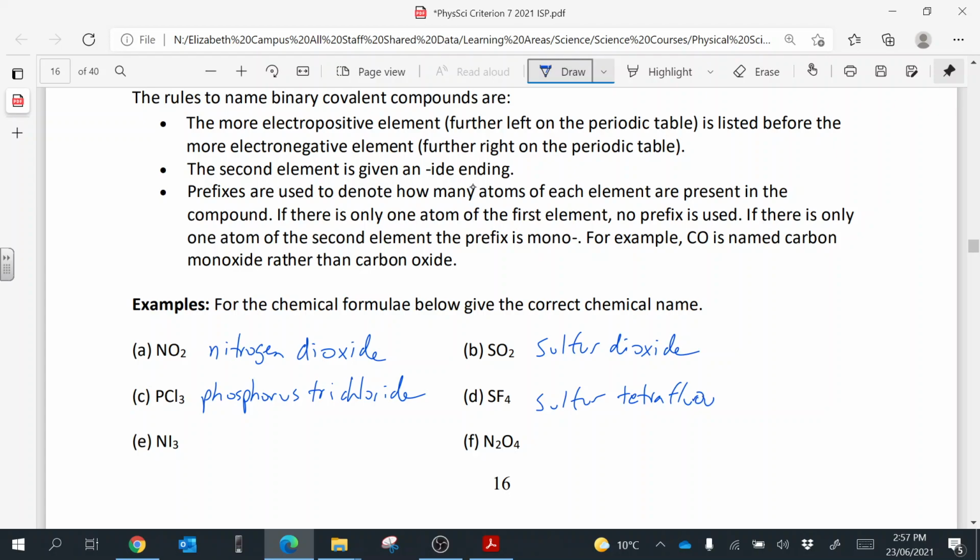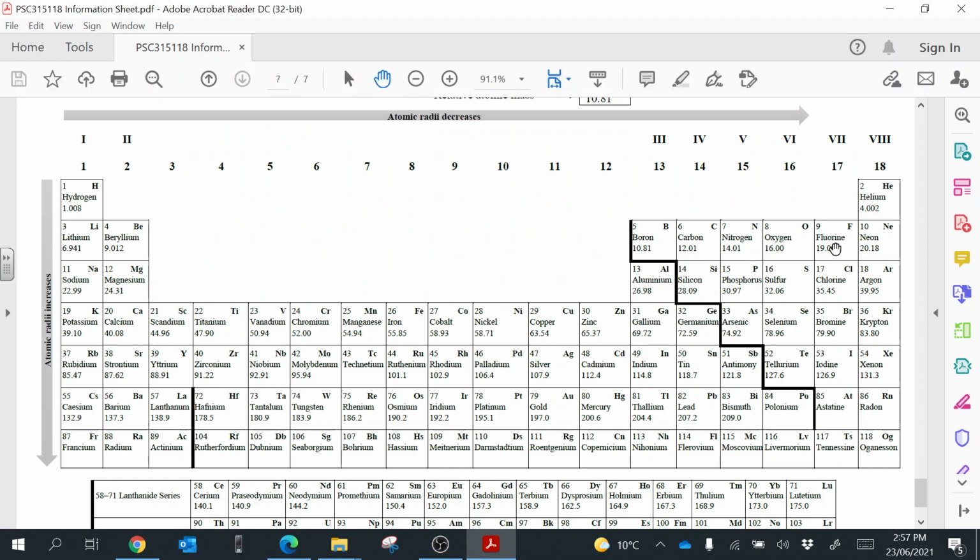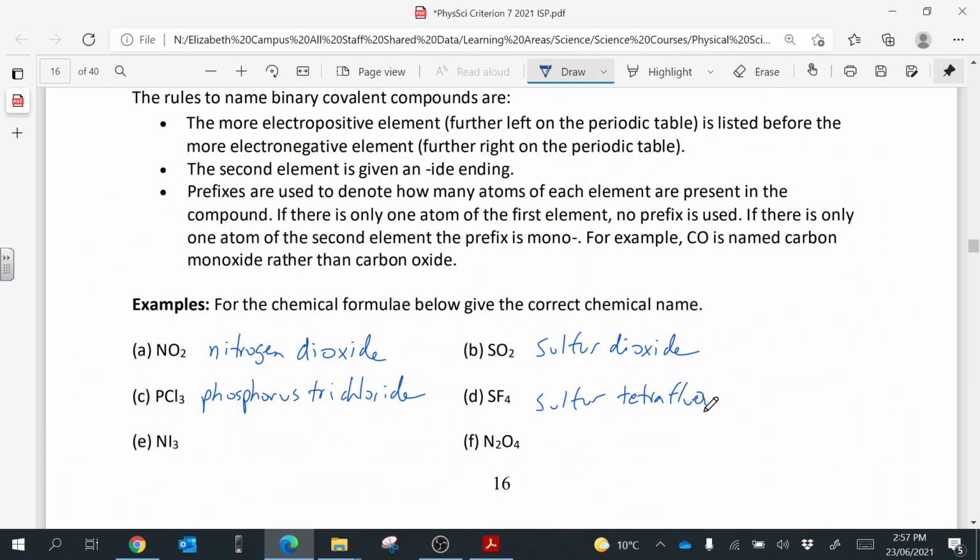I always spell that wrong. Let me see how fluoride is spelled. F-L-U-O. I always forget which one comes first, the U or the O. There we go. And what's the U? Always looks funny to me. Tetrafluoride.